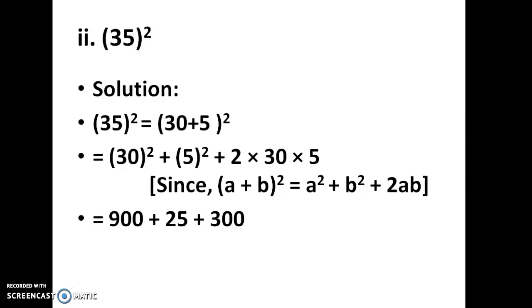Okay, then 5 square is 25. Then 2 into 30 into 5 is 300. So if you add all 3 together, you will get 1225. Okay, the next problem is 86 whole square.